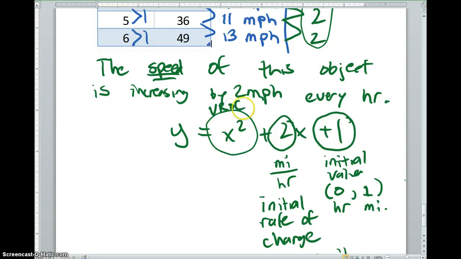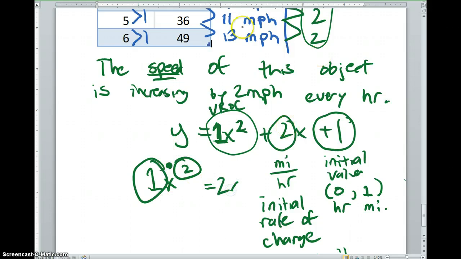Well, notice that the coefficient in front of x squared is a 1. We can always put down a 1 in front of a variable. We have 1x squared. And if I multiply the exponent by this coefficient, I get 2. And it just so happens that 2 is my change in the rate of change.